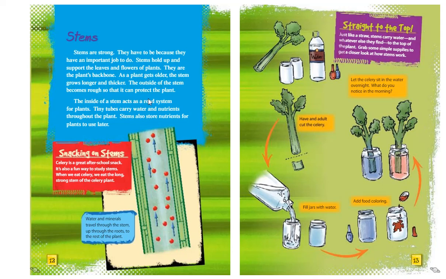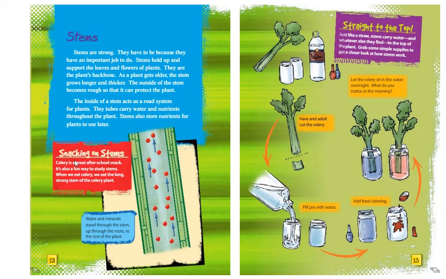The inside of a stem acts as a road system for plants. Tiny tubes carry water and nutrients throughout the plant. Stems also store nutrients for plants to use later. So that would be like a section of the inside of a stem. Like in that picture of celery right there, this big old stalk in the middle would be the stem of the plant, from which the leaves grow out of the top and the roots would grow out of the bottom. So think of the stem as the main body of the plant.